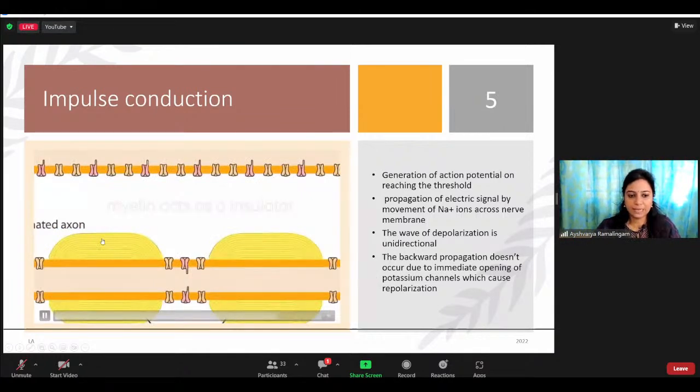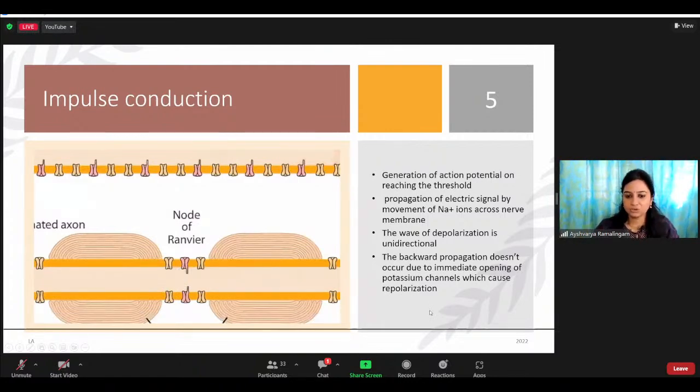This is a myelinated nerve fiber. You can see that myelin acts as an insulator, which prevents the dissipation of the conduction of the nerve impulse. And so the nerve impulse jumps from one node of Ranvier to another, which has a high concentration of sodium channels. This is called saltatory conduction, which helps in the fast conduction of nerve impulses.